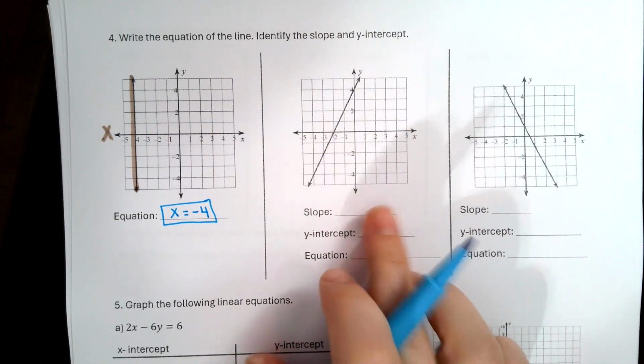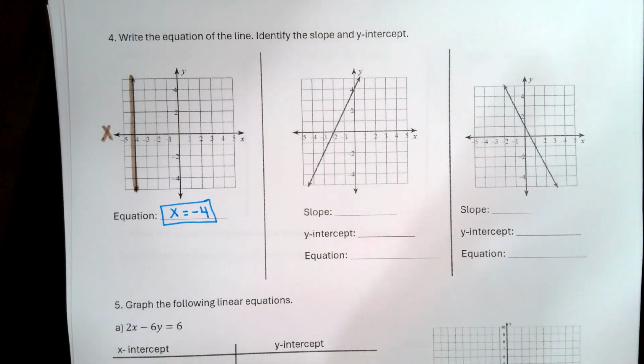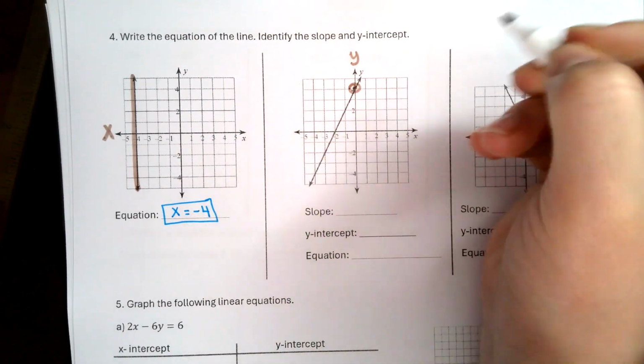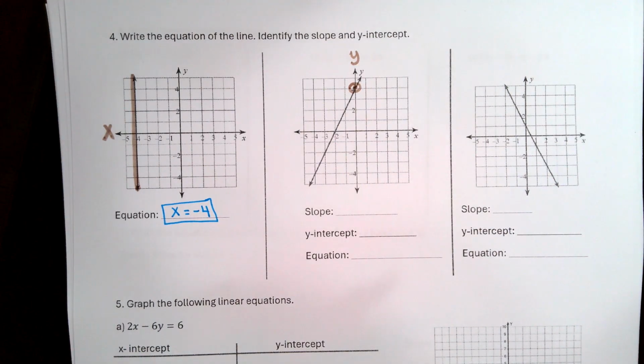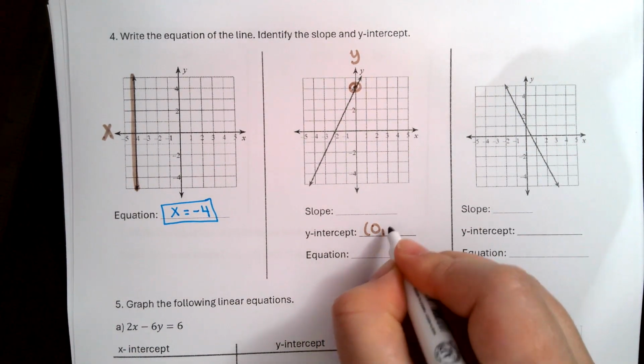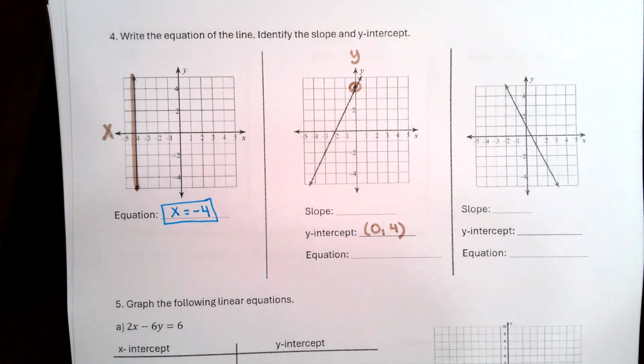Now, something like this, where it's kind of slanted, that means we're going to have to count slope, and we're going to identify the y-intercept so that we can write an equation. Let's start with our y-intercept. Y-intercept is going to be on the y-axis, and it's going to be that point where the line crosses that y-axis. So for us, it's going to be at 0, +4 for the y-intercept.